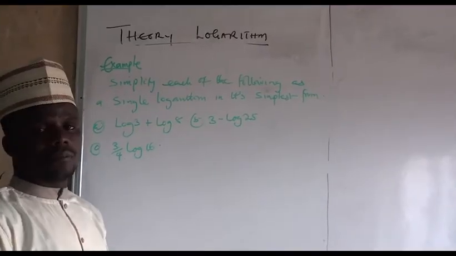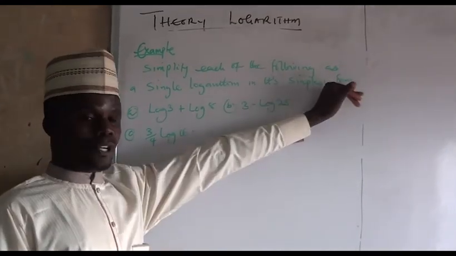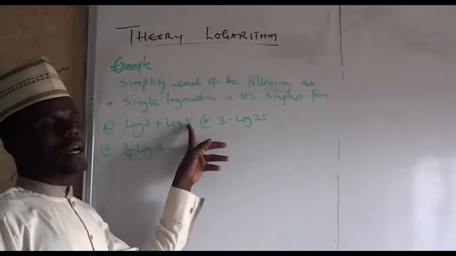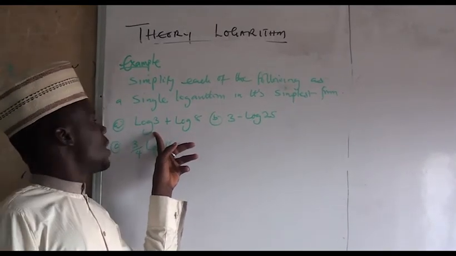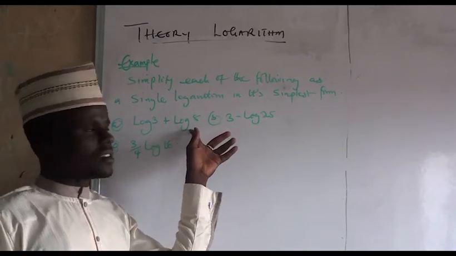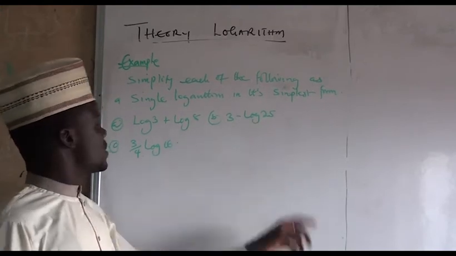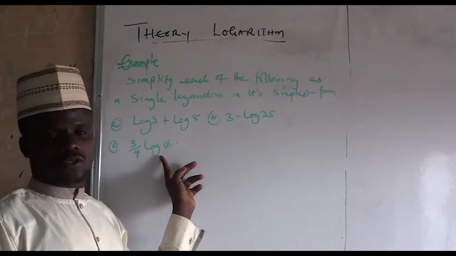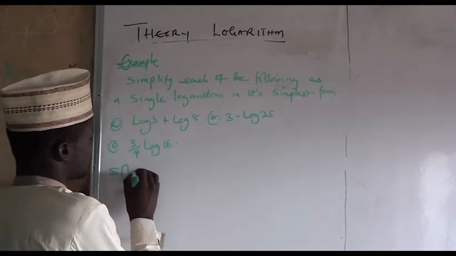Now we have an example of these. Simplify each of the following as a single logarithm in its simplest form. So now here we have a, logarithm of 3 plus logarithm of 8. And this is what I have been telling you, you see the base is omitted, which means that the base is base 10. Then b, 3 minus log 25 base, base 10, but it's omitted. Then also here we have 3 all over 4 log 16 base 10, and also the base is omitted. So now we look at the solution.